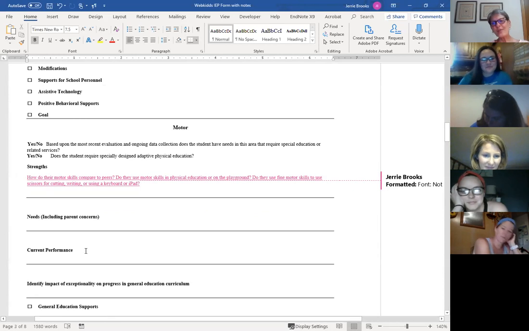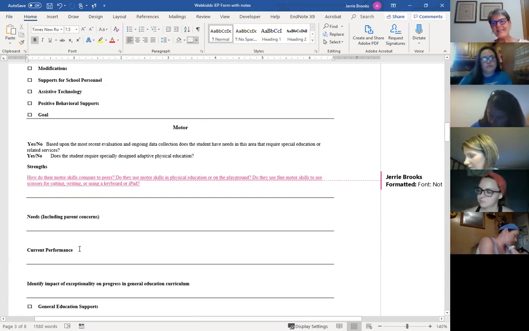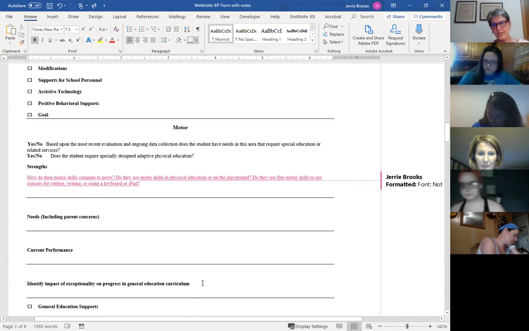So their current performance, they're equal to their peers, or they're very similar to their peers. There's no outstanding needs, and it doesn't impact their curriculum. So on each of these, you need to make a statement, because otherwise it looks like you left it out, that you forgot. So you're going to put a sentence or a word or two beside each one of those.